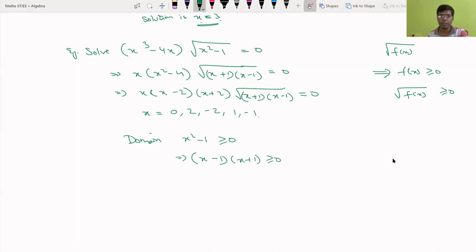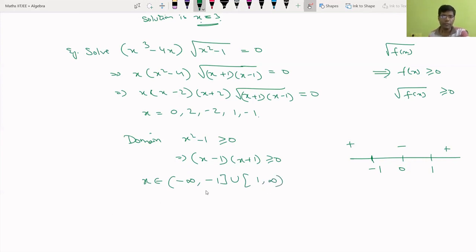Now if we use the sign rule, we have this as origin, this as 1, this as −1. Here I'll have plus, here minus, here plus. Because the power of x − 1 is odd, the sign is changing, and for x + 1 the power is again odd, so the sign changes again at −1. So for values less than −1 and greater than 1, this will be greater than or equal to 0. So basically my x belongs to (−∞, −1], closed here, open at infinity, union [1, ∞).